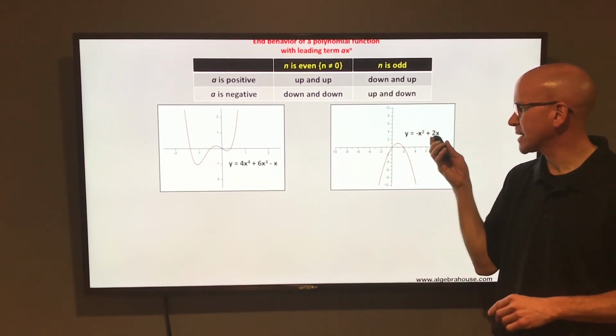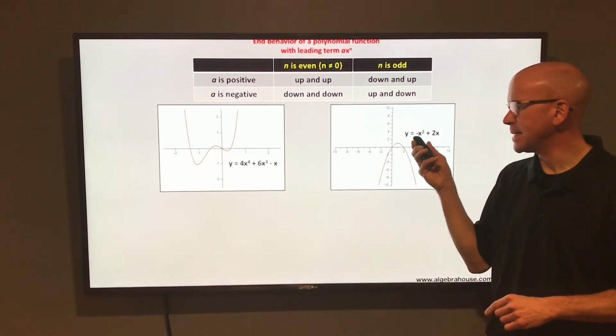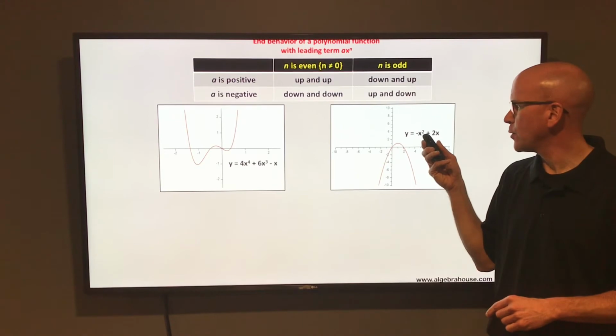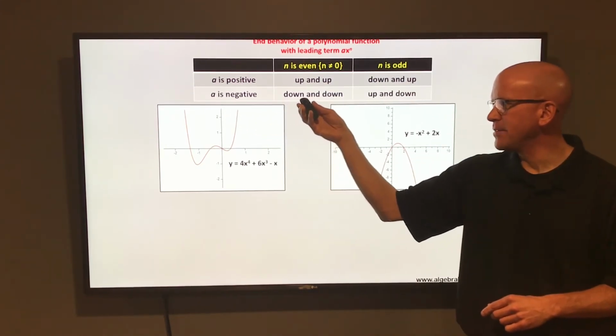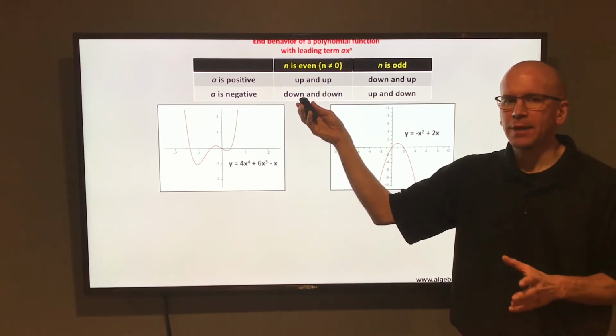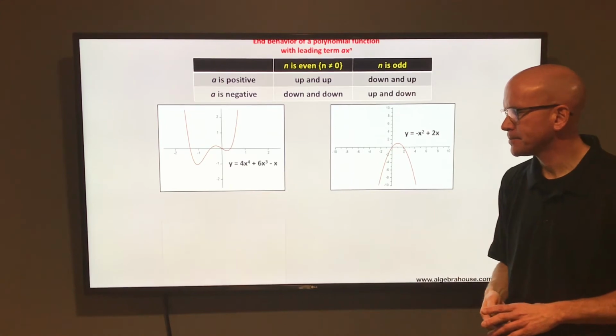For y equals negative x squared plus 2x, look at that leading term. The leading coefficient is negative and the degree is even. So if the leading coefficient is negative and the degree is even, it would be down on the left and down on the right. As you can see, that is down on the left and down on the right.